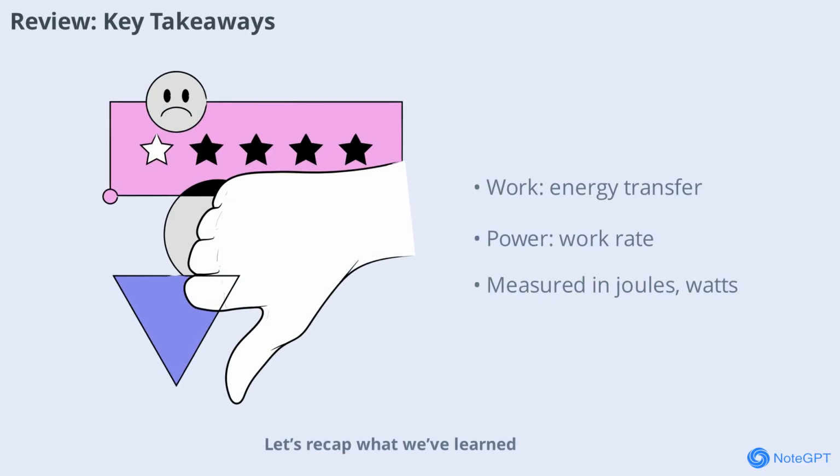Let's recap what we've learned. Work is the transfer of energy through force and movement, measured in joules. Power is the rate at which work is done, measured in watts. These concepts are everywhere, from nature to technology, sports to art. Understanding them helps us make sense of the world and improve the way we live and work.